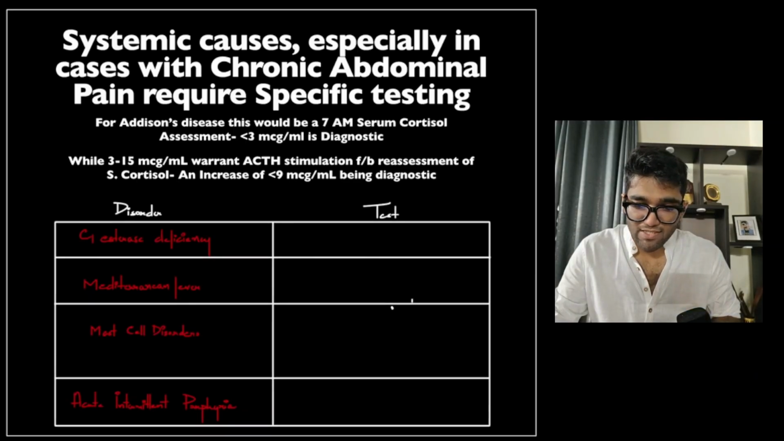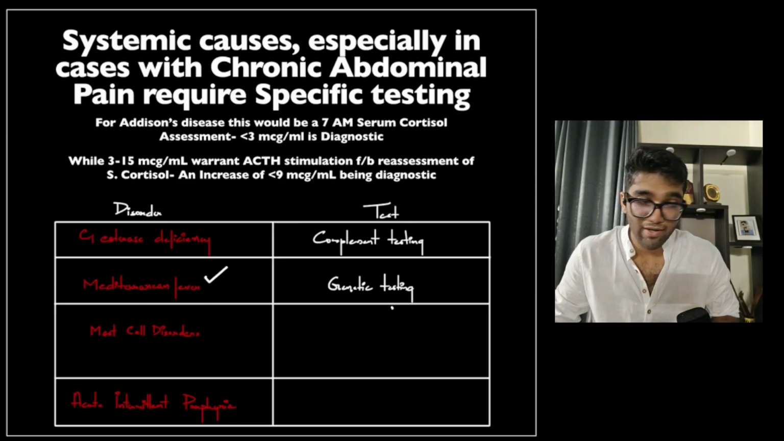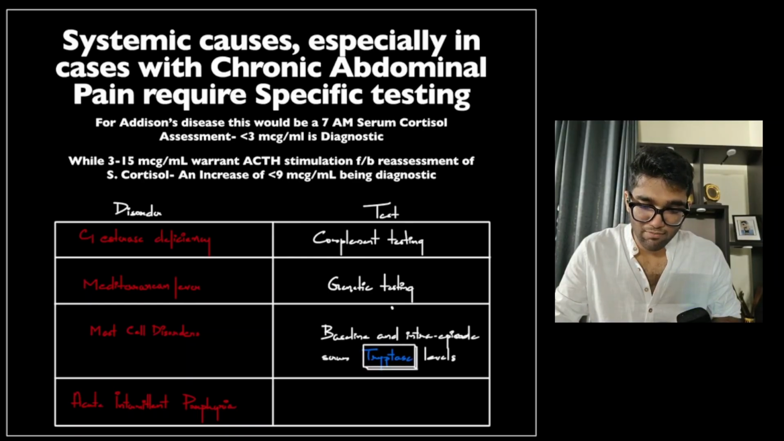Now, for C1 esterase deficiency, we do complement testing: C3, C4, and C1 esterase levels. For familial Mediterranean fever, do genetic testing. Please note, other autoinflammatory monogenic disorders can also have peritonitis, particularly TRAPS, that is TNF alpha related autoinflammatory periodic fever syndrome.